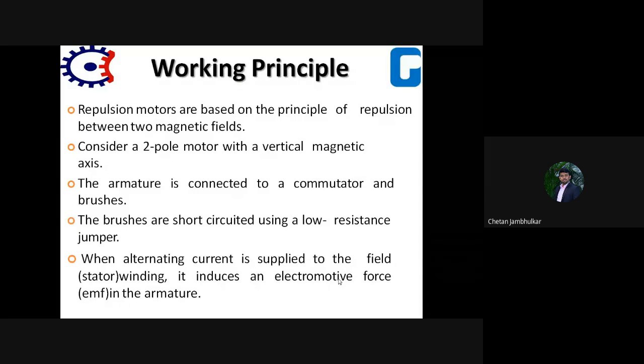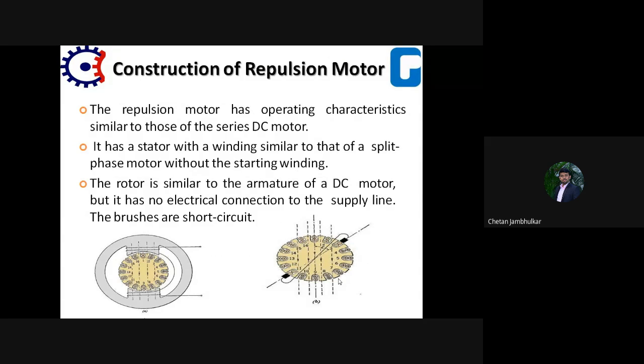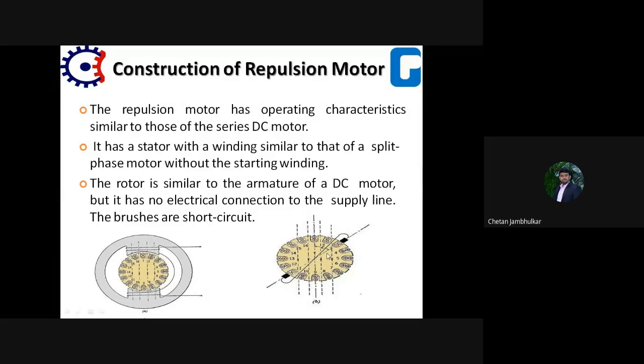So consider a two pole motor with a vertical magnetic axis, and the armature is connected to the commutator and the brushes, and these brushes are short circuited using a low resistance jumper. Here you see that the jumper is there. These are the brushes, and we connect the two brushes directly with a wire, and this wire has low resistance, so that the two windings are connected directly with the brushes.